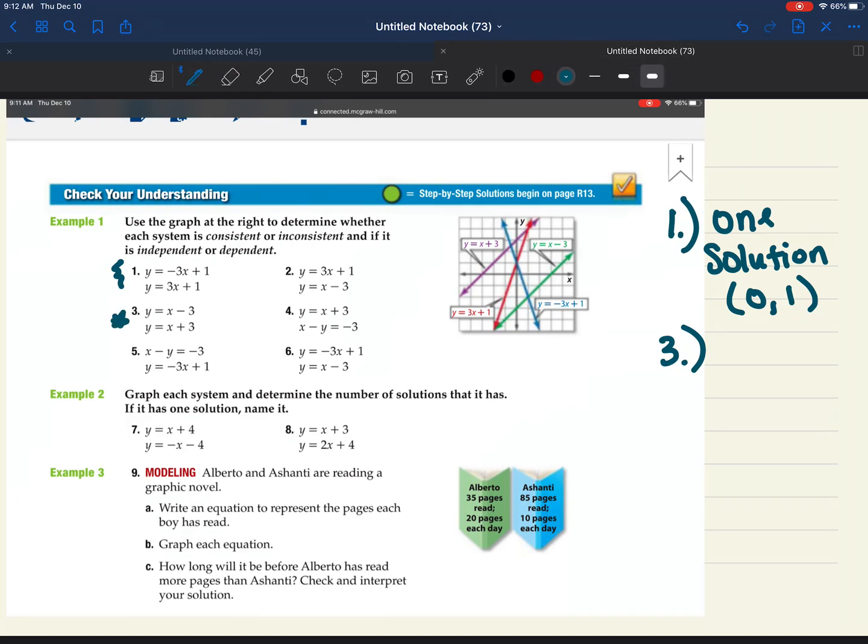All right. We're going to look at number 3 next. What are the two equations it gives you on number 3? Okay, what color is y equals x minus 3? Green. What color is y equals x plus 3? Purple. Now again, you should know before even looking at those graphs because they have the same what? Slope. Same slope means what? No solution. Okay. All right, last two on this. We're going to look at number 5.